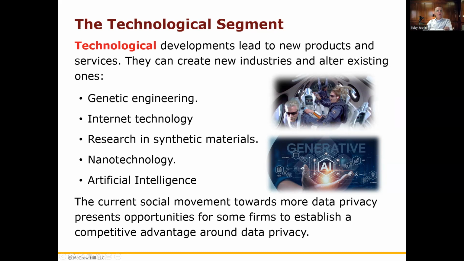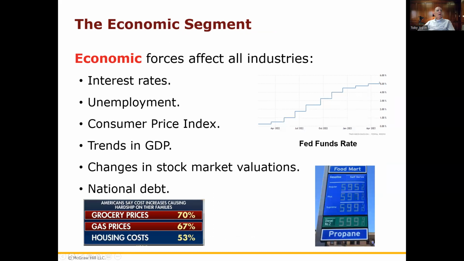Genetic engineering. We have recreational space travel now. If you can write a big enough check, or your credit card has a big enough limit, you can book a trip to outer space for recreation, for tourism. So what's going on in technology that affects your business? There's always something going on in terms of technology. The economy.